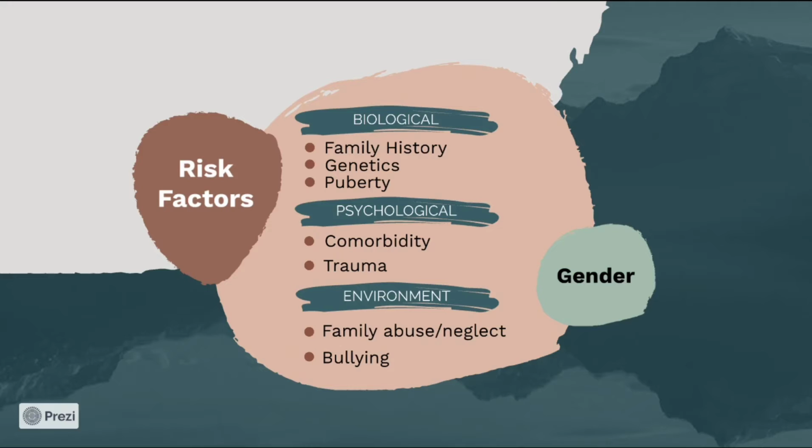Manifestations of depression can occur depending on different risk factors. It can be biological, like family history or predisposition to certain mental illnesses and disorders. It can be genetic or simply due to puberty and hormonal changes. It can also be psychological, like past trauma or personal history of other mental illnesses and disorders, since there is a high chance of comorbidity, meaning having two or more illnesses at the same time. Or it can also be the environment, like family abuse or neglect or bullying.